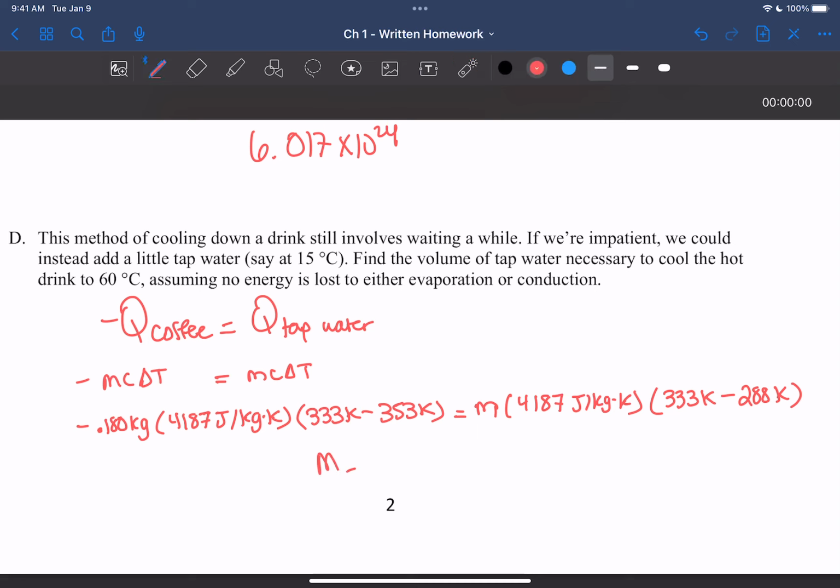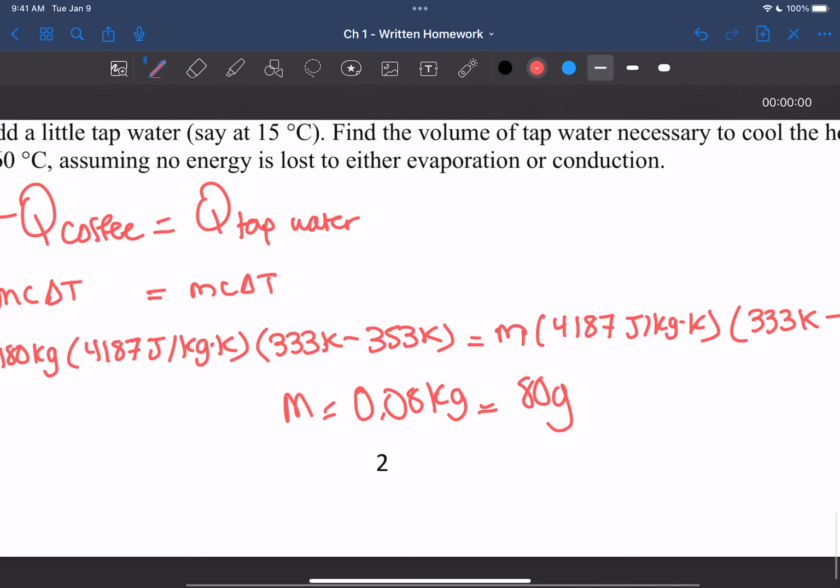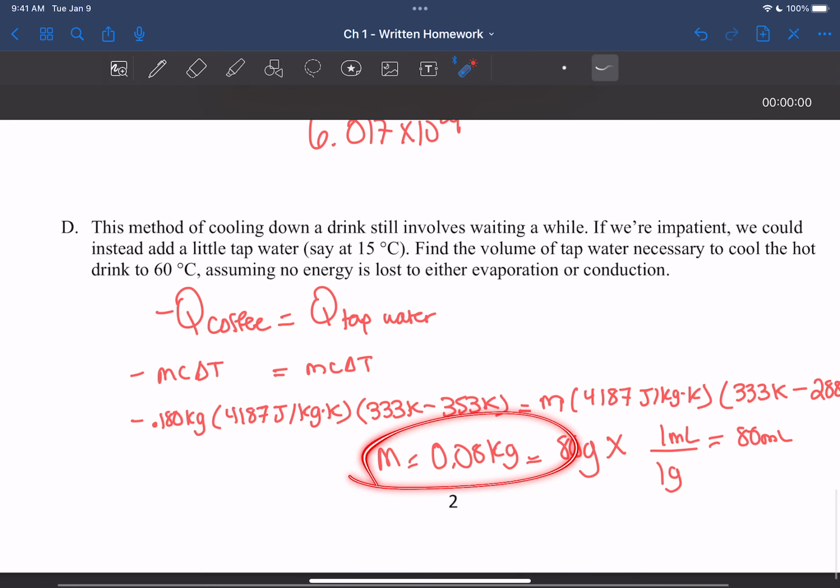Anyway, the mass that you end up with should be around, what is it, like 0.08 kilograms, right? And that's around 80 grams if you multiply by 1,000. And then we know that 1 gram is 1 milliliter, so 80 milliliters. Anybody have any comment as to if this value is correct or not?